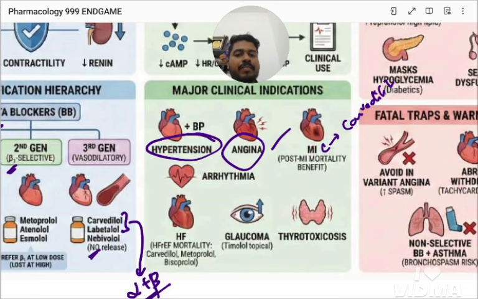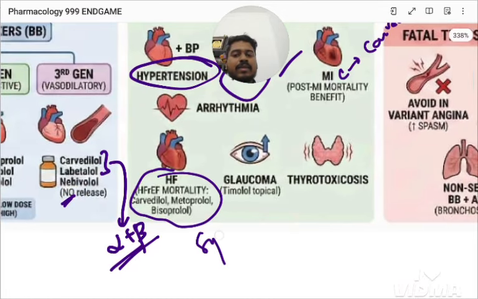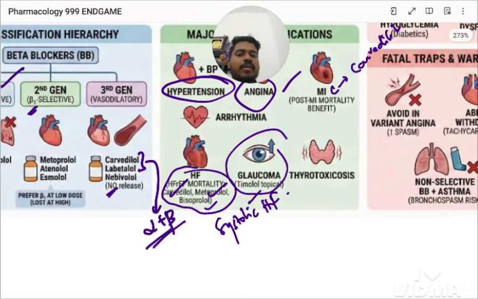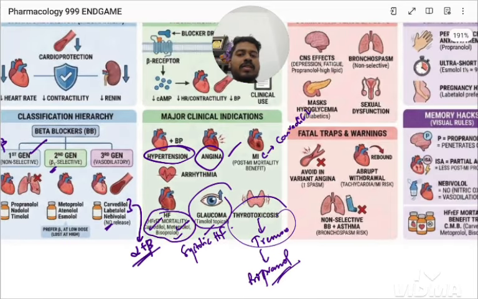Now, for heart failure with reduced ejection fraction, okay, we use these three drugs. What is heart failure with reduced ejection fraction? It is nothing but systolic heart failure. In systolic heart failure, we'll use carvedilol, metoprolol, bisoprolol. Okay, for glaucoma we use timolol, and for thyrotoxicosis and in case of tremors, we use propranolol. Okay, propranolol is the beta blocker of choice for thyrotoxicosis and tremors.